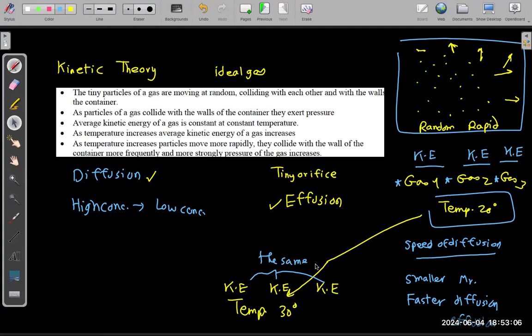Take care, you are speaking about the kinetic energy. If you increase the temperature, the kinetic energy will be more, but it will be the same for all gases. This is what's written here. As the temperature increases, the particles move rapidly, collide with the wall of the container more strongly, and so the pressure of the gas will also increase.